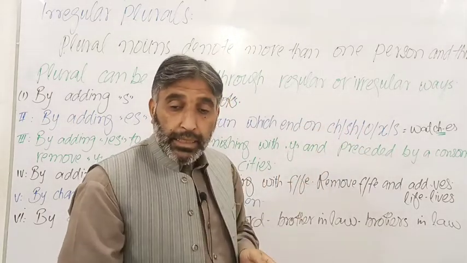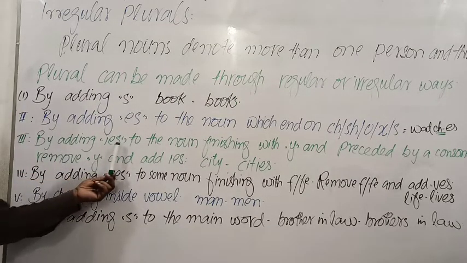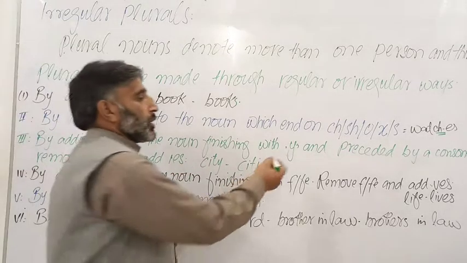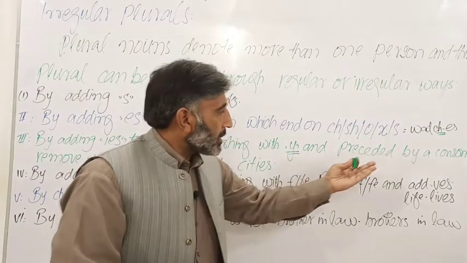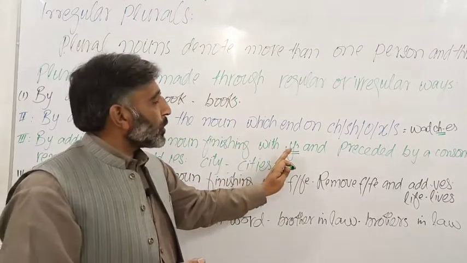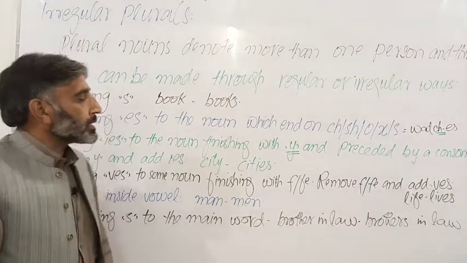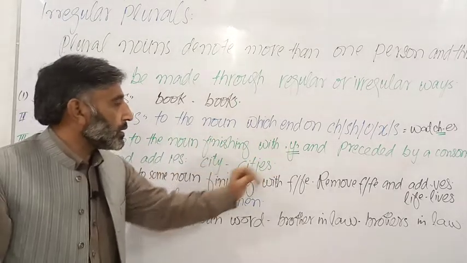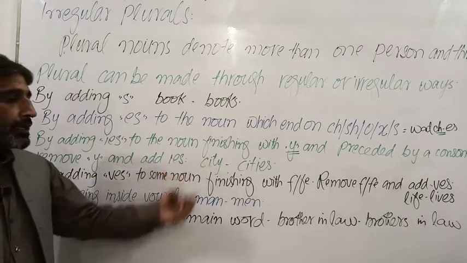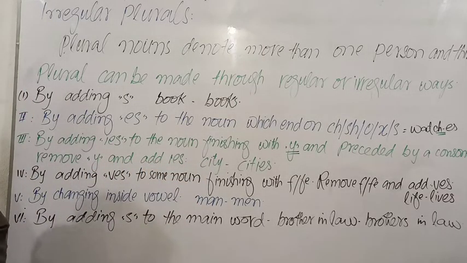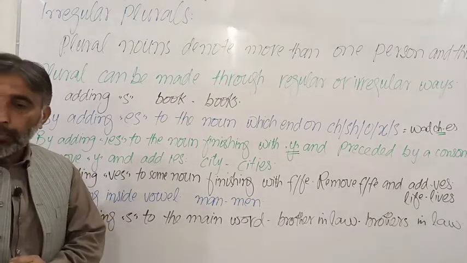And that one also comes in the category of regular nouns, because with the help of s or es we made it. The third way is by adding ies to the noun finishing with y and preceded by a consonant. When a noun ends with y and before y there is a consonant, not a vowel, we remove y and add ies. It means when a noun ends with y and before y there is a consonant, then we change y into ies, and in this way we make the plural form of it.